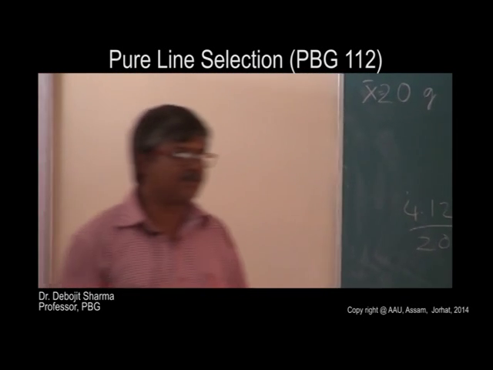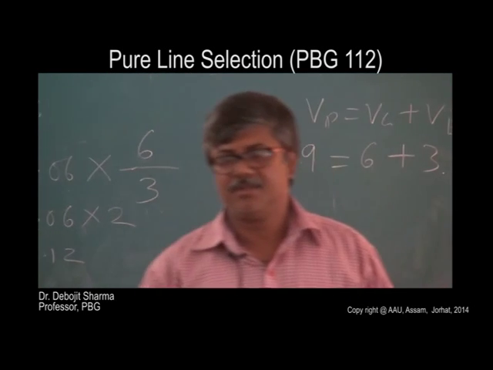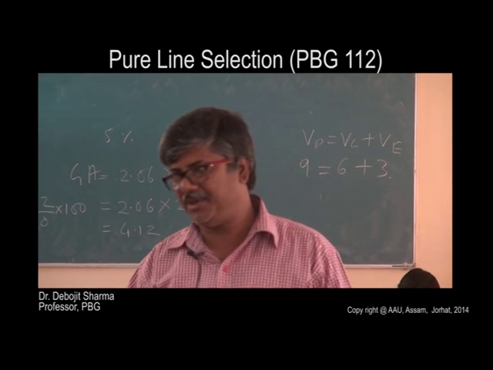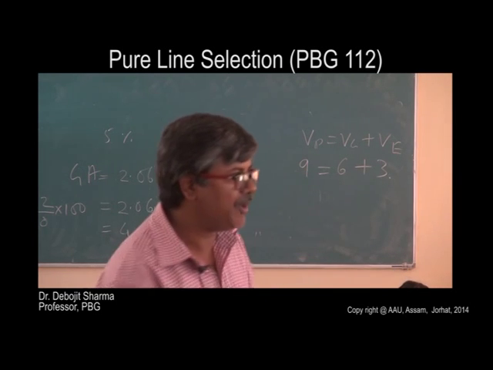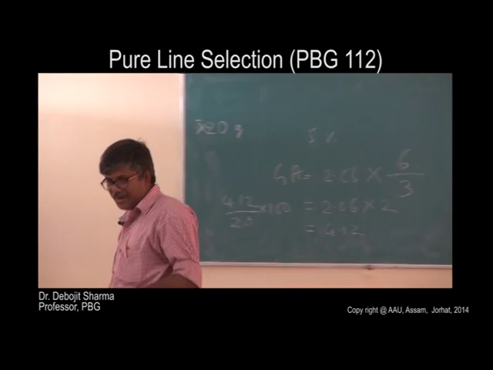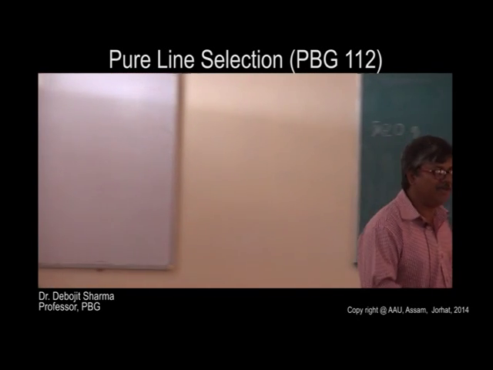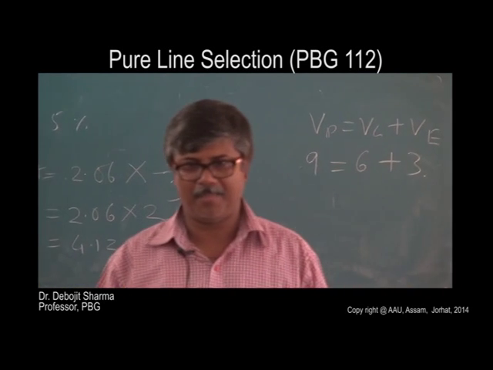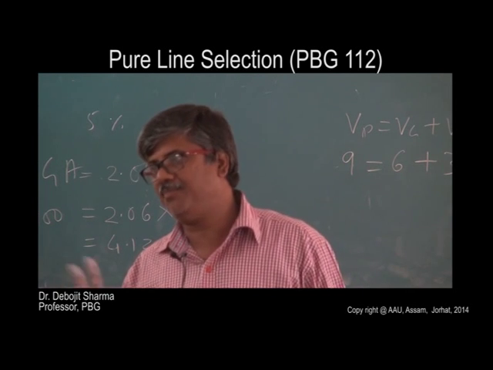20.6. This means if you select 5% of the individuals, the top 5% of the individuals for a particular character, say for yield per plant, then you can expect 20.6% gain over the original population. This is expected. 20.6% gain over the original population.